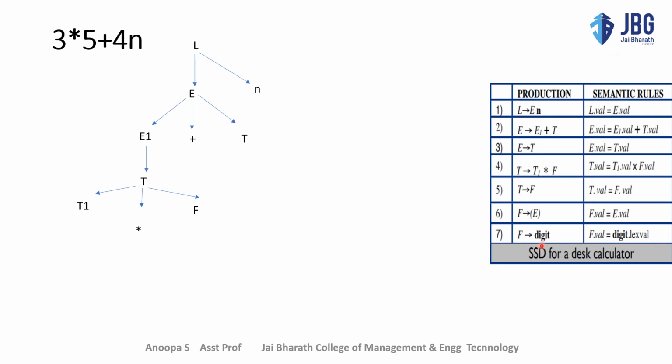Now for F I have to go for digit, then only I can enter these digits, right? So I am giving T giving F, F giving digit. Here also, everywhere I have given digit. So this is our parse tree.